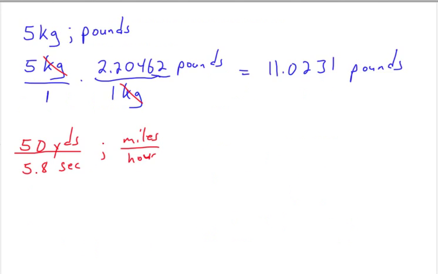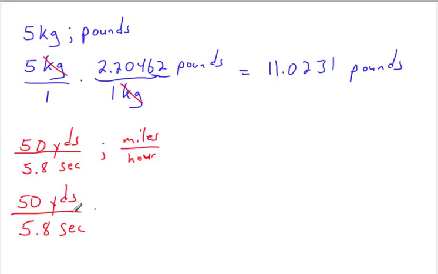All right. This next one is going to be a little different because we're actually starting with a rate. I forgot the word rate for a moment there. So we're starting with a rate, and then we're going to change the units in the rate to other units. It's actually done the same way. We're just going to have to do more than one conversion factor. So we'll start with that 50 yards in 5.8 seconds. And let's say we want to change that to miles per hour.